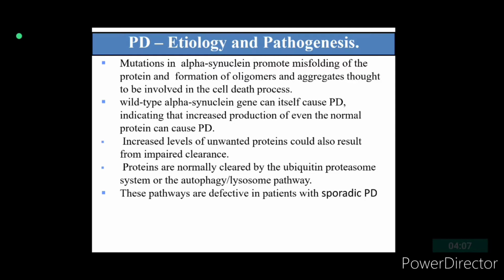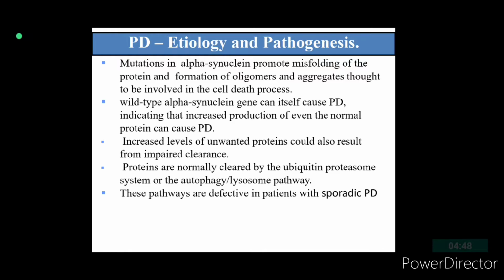Parkinson disease, etiology and pathogenesis. Mutations in alpha-synuclein promote misfolding of the protein and formation of oligomers and aggregates, which may be involved in the cell death process. Wild-type alpha-synuclein gene duplication can itself cause Parkinson disease, indicating that increased production of even the normal protein can cause Parkinson disease.